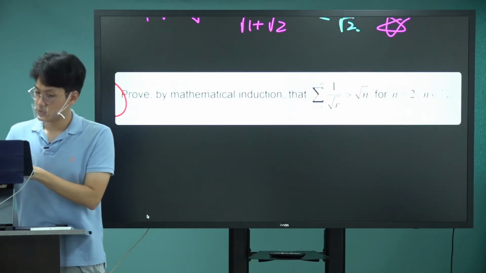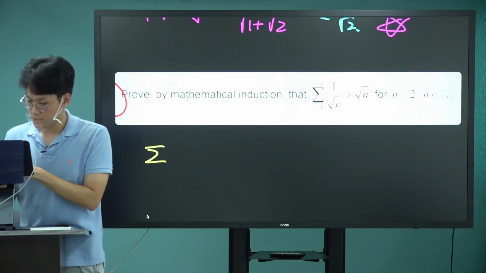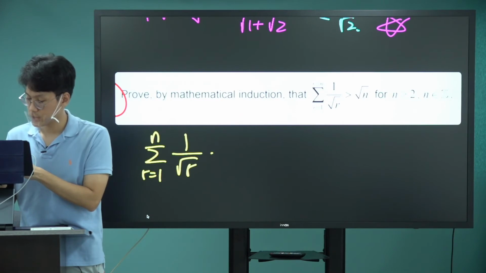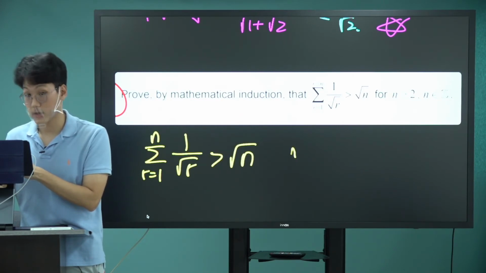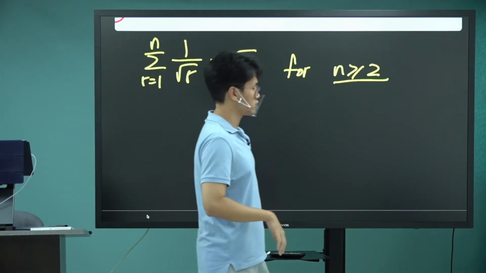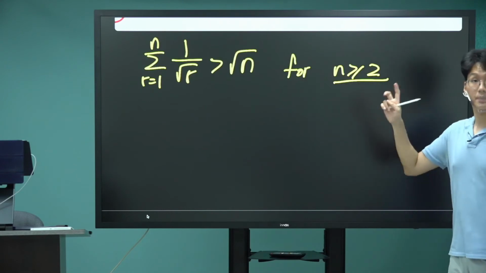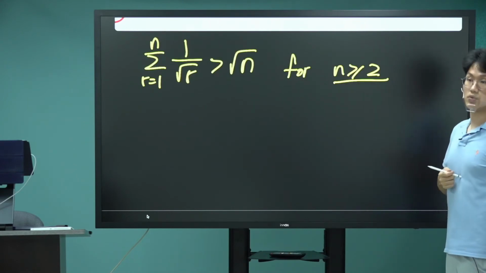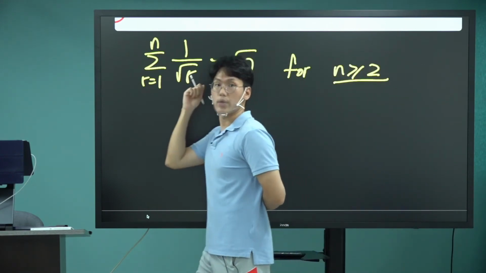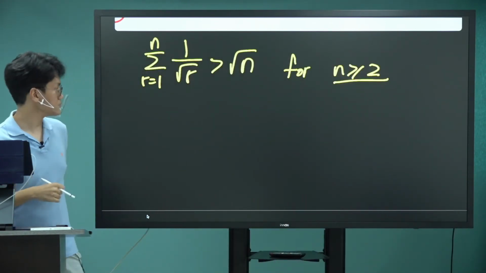So what they asked me to do is that I have a series, r equal to 1, r going up to n, of 1 over square root of r, which is bigger than square root of n. Gotta be careful, and n is bigger than or equal to 2. You see? Look, n bigger than or equal to 2. That means your first term is going to be when n is equal to 2.